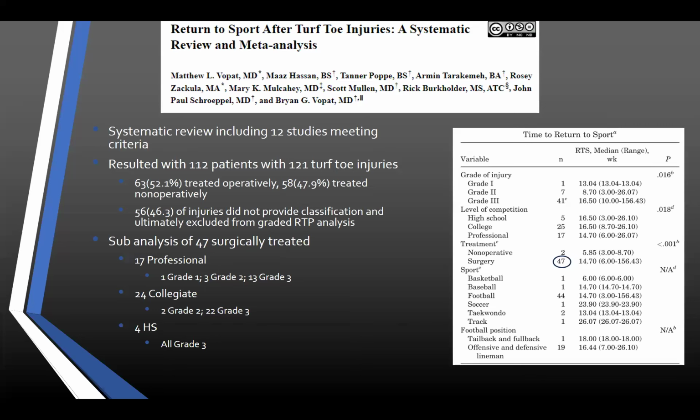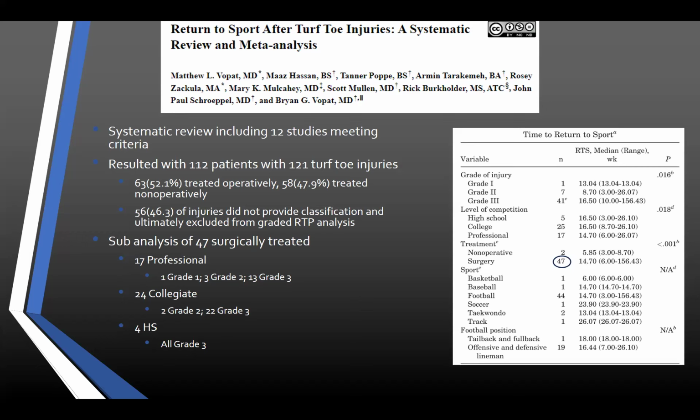Looking into the larger reviews regarding return to play, there was a 2019 large systematic review in the Journal of Sports Medicine by Bopat. In this systematic review, they ended up with 112 patients, with approximately half being treated operatively and half non-operatively. One of the major limitations of their analysis was that the majority of literature out there didn't provide a true classification of what grade the injury was, and it led their final return to play analysis to be entirely skewed and functionally based off of operative patients.